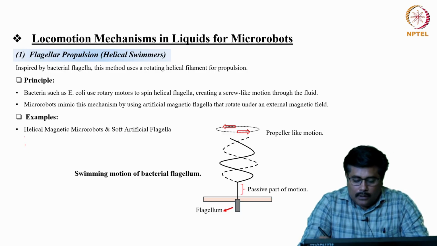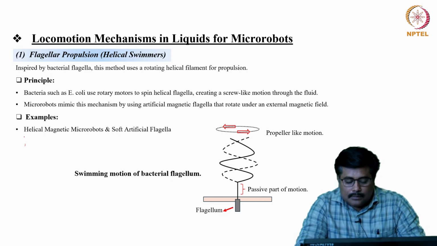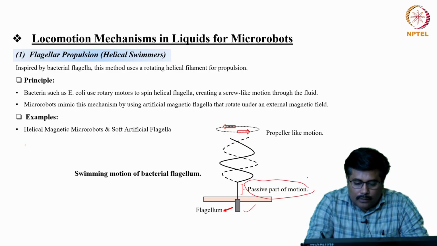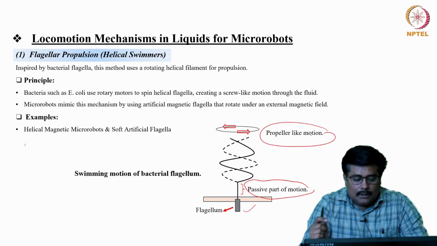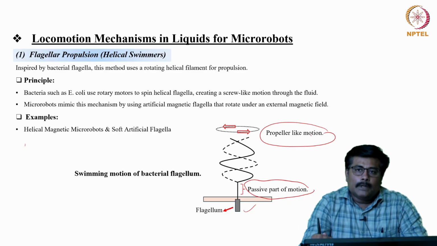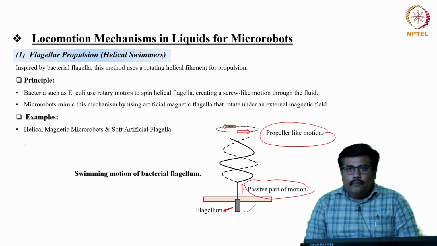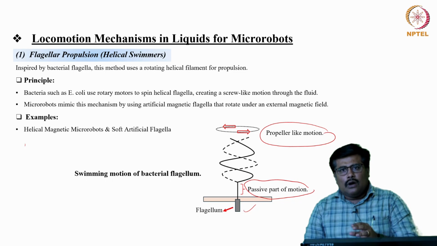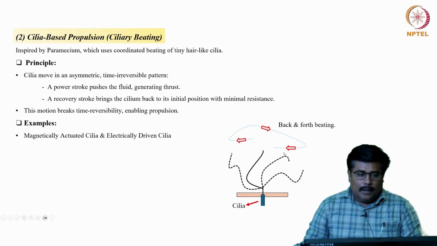If we look into the propulsion mechanism and the overall key systems, there is a flagellum in place. Then there is a passive part of the motion, and then we have a propeller mechanism. This propeller mechanism rotates and creates a swimming motion, like a bacterial flagellum. In fact, in the last class we discussed that the overall frequency generated from the structure is close to around 100 Hz, which is capable enough of generating an appropriate swimming behavior.